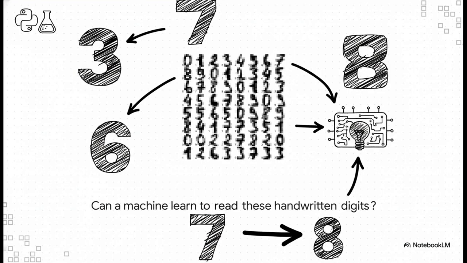Let's think about a classic machine learning problem. Can we teach a computer to recognize someone's handwriting? To you and me, it's easy to see these are numbers, but to a machine, each one is just a grid of pixels, a bunch of numbers. We need a way to teach it to look at those pixels and predict the right digit.